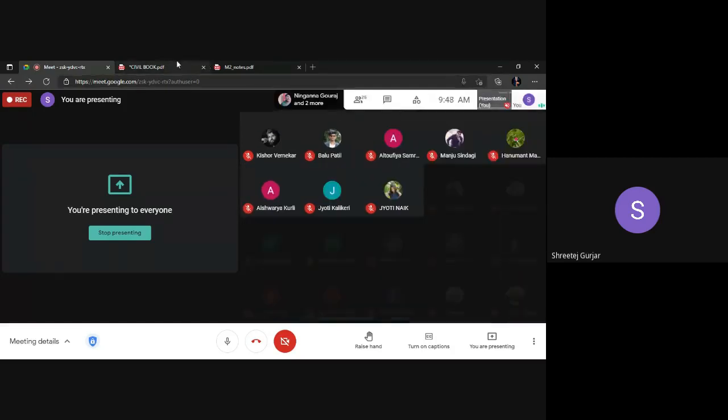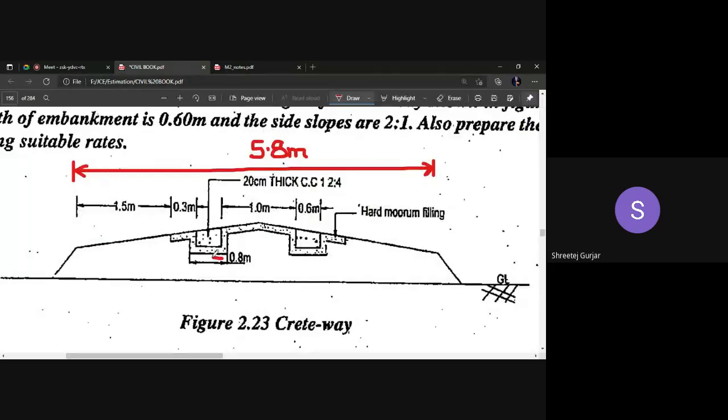I think where you have gone wrong is you have considered 0.8. Do not consider 0.8. You have to consider this in to in, which is 0.6. Do not consider out to out; 0.8 is out to out. So 5.8 is correct. It is 1.5 plus 0.3 plus 0.6, and half of 1, that is 0.5, into 2. If you do, you'll get 5.8. So this is the total width.